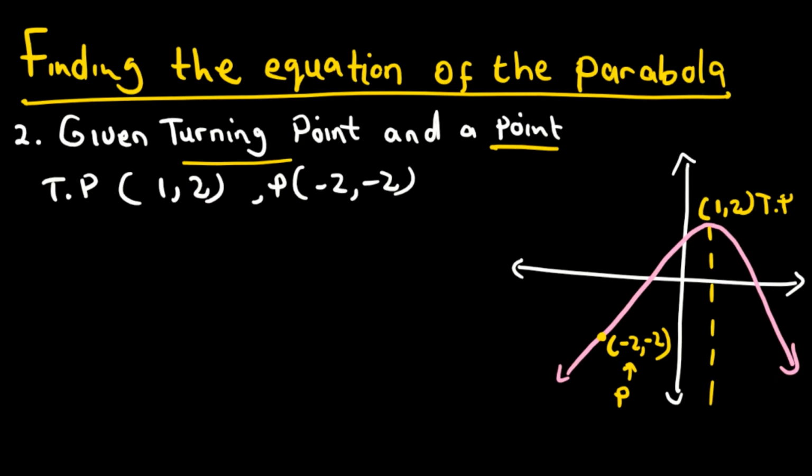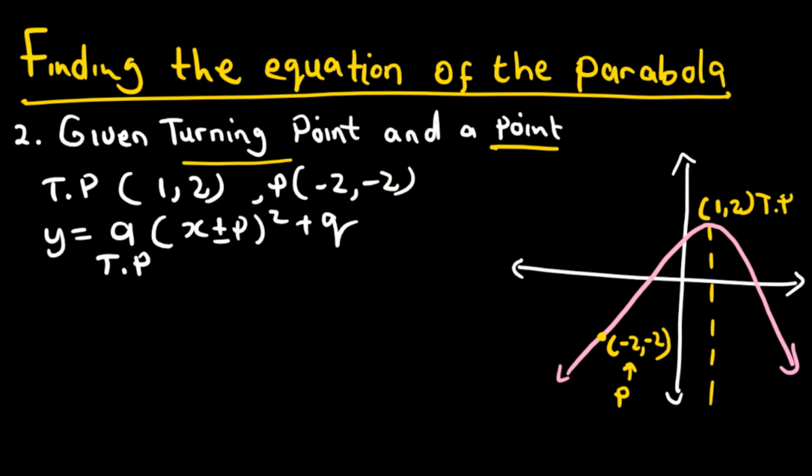Here the standard form of equation that we're going to use is the one that includes a turning point. So it's y is equal to a into (x plus or minus p) all squared plus q, right? So what is the turning point? We're going to substitute the values of the turning point here. We're having the turning point as 1 and 2, right? So this is going to be the p and this is going to be the q.